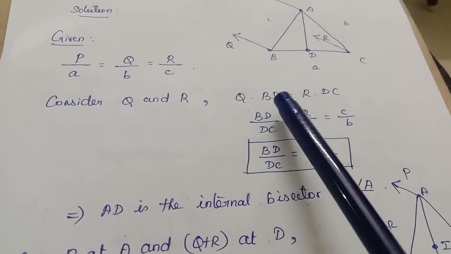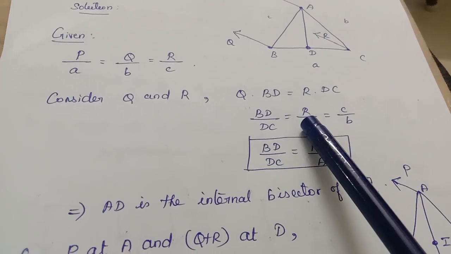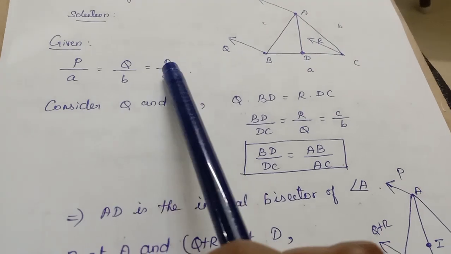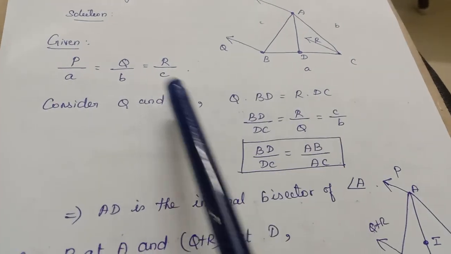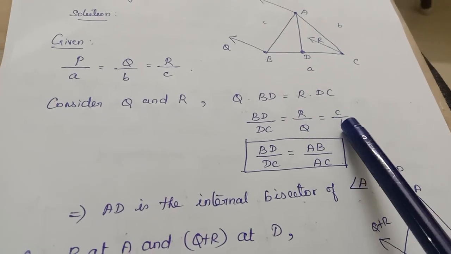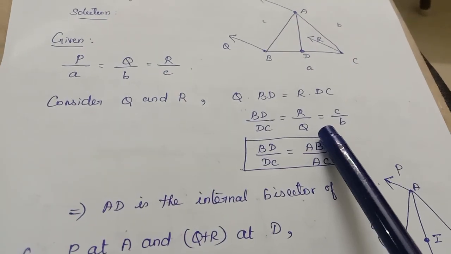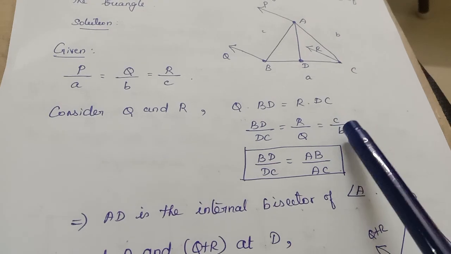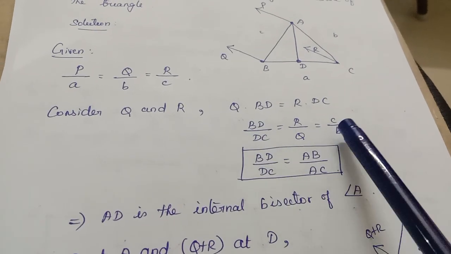So bring this DC to this side. So BD by DC equals R by Q. But R is proportional to c and Q is proportional to b, that is, magnitudes, no? So replace R by Q by c by b. From this result I am replacing here. So what I am getting, BD by DC equals c by b.